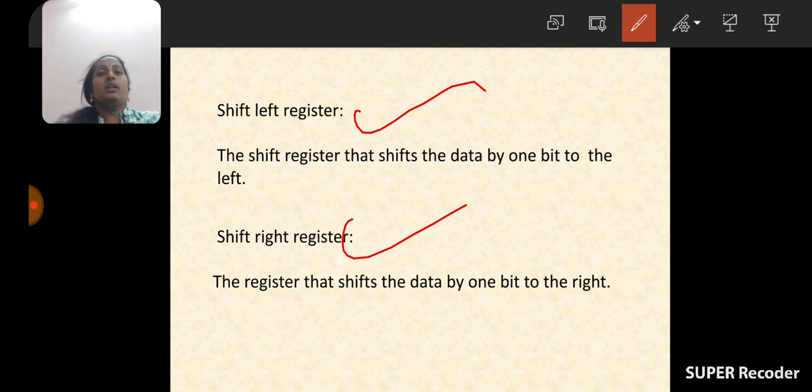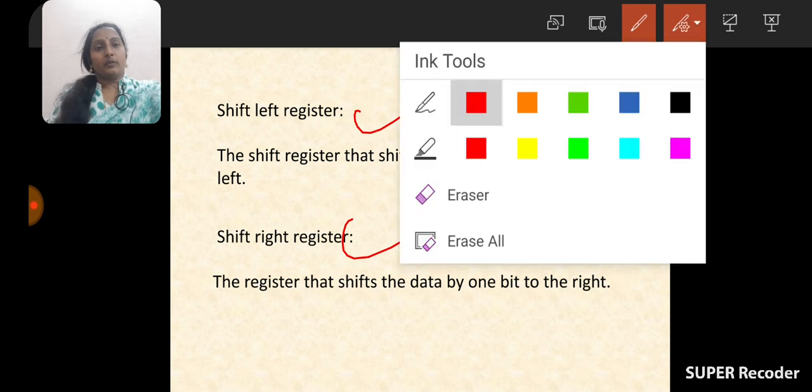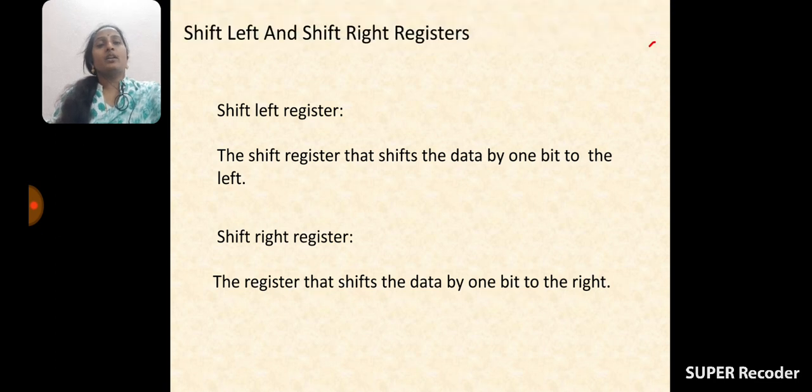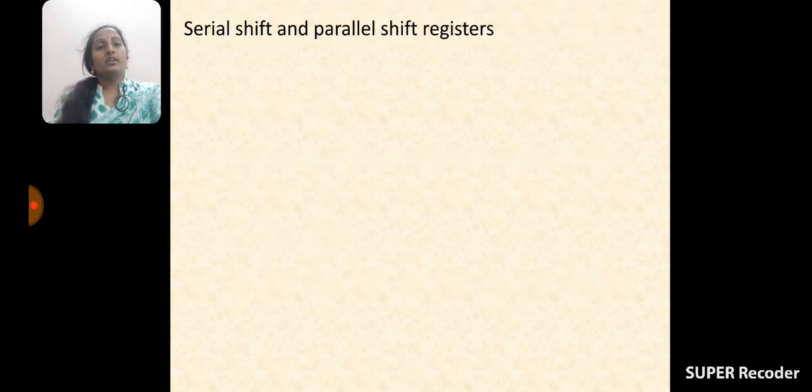Okay, this is the definition of shift left register. They may come as short answer questions in your examination for 1 mark: state shift left register and state shift right register. Shift left register means it is a register that is used to shift the data bit by bit towards the left side. Shift right register means it is a register that shifts the data right side bit by bit. Of course, whether it is shift left register or shift right register, both are designed with the help of only D flip-flops.